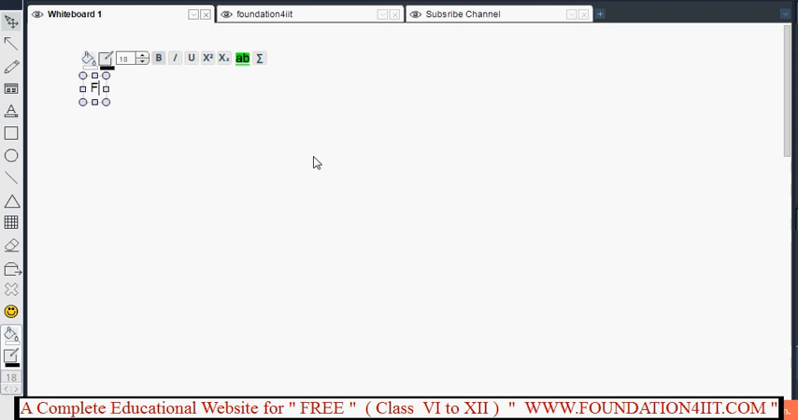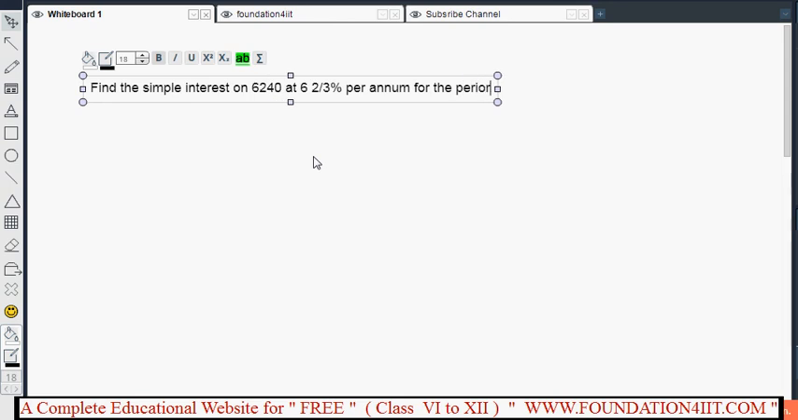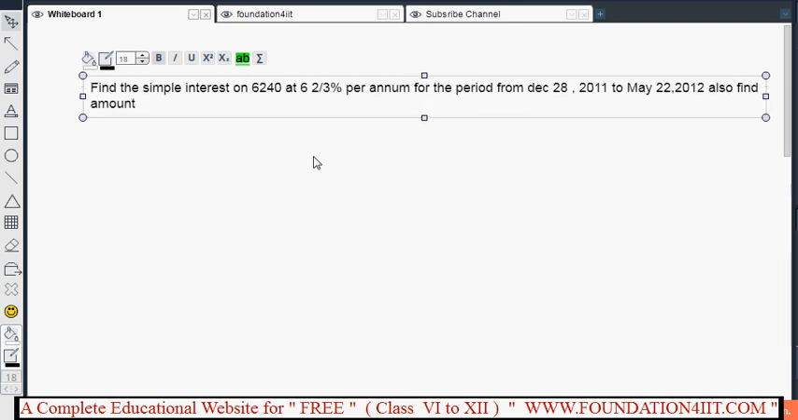Find the simple interest on rupees 6,240 at 6 2/3% per annum for the period from December 28, 2011 to May 22nd, 2012. Also find the amount. So amount also you need to find out.